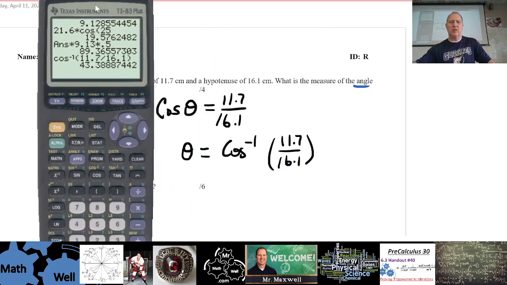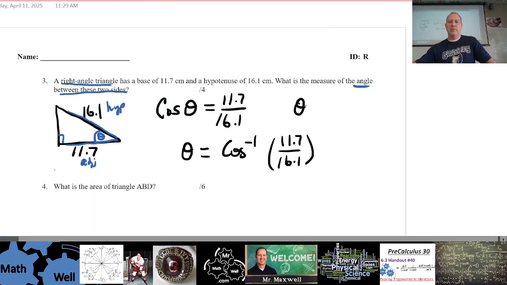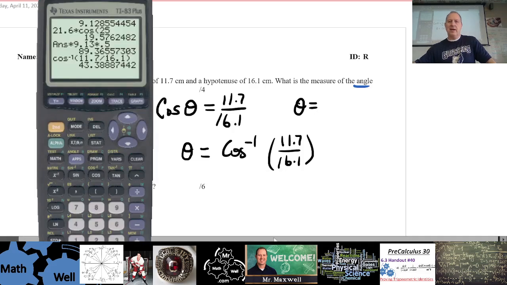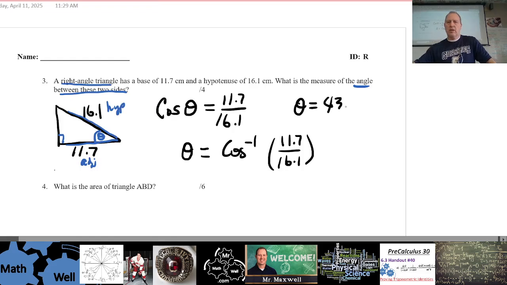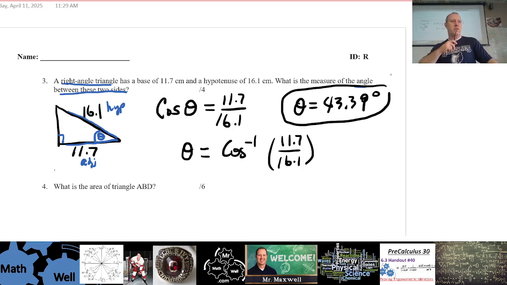Doesn't say. So again, 2 decimal places is always awesome. 2 decimal places is always great. 43.39. Lots of times we just do 1 decimal place for angles in degrees, but I'll accept that too. But 2 decimal places is always a good idea. Okay, so that's what I got. Did you guys get that too? I should have checked. Did you guys else get that? Okay.